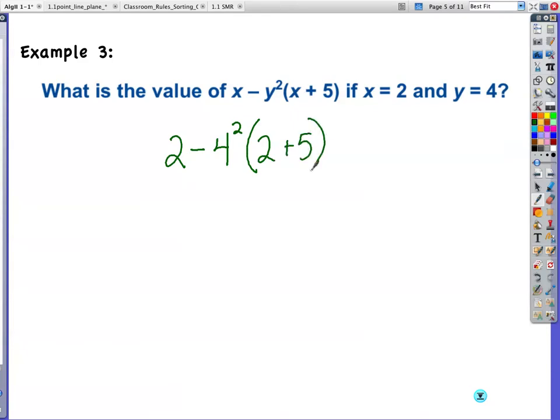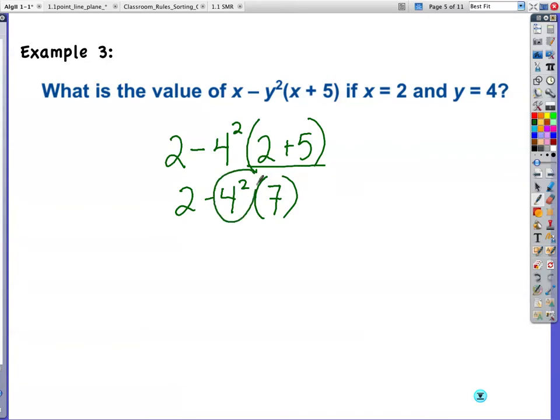Please excuse my dear Aunt Sally. P is for parentheses, so I do this first. 2 minus 4 squared, I'm still going to keep the parentheses, and that's a 7. And then it's excuse, E is for exponents, so I'm going to do this piece right here.